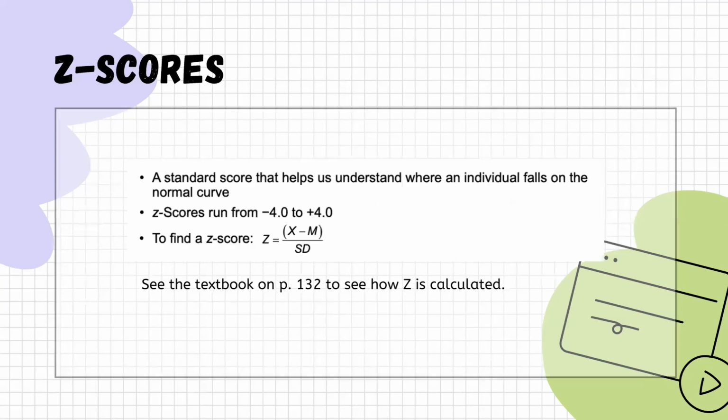Z-scores are calculated in this way. X is the raw score, M is the mean score, and SD is the standard deviation. Z-scores run from -4 to +4. To find a Z-score, you will do the following equation. If you want to see how Z is calculated, you can go and look on page 132 of your textbook.